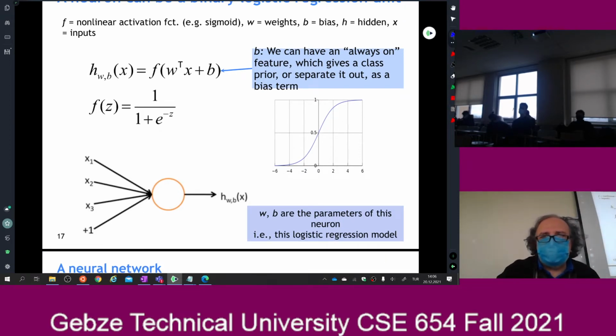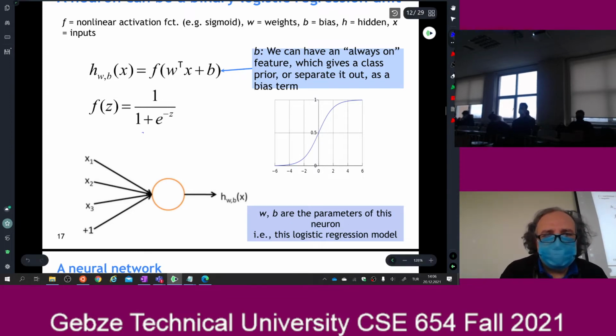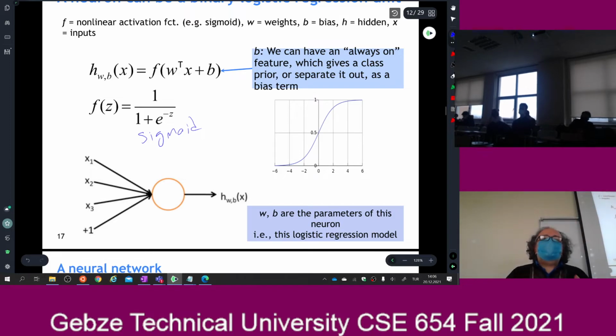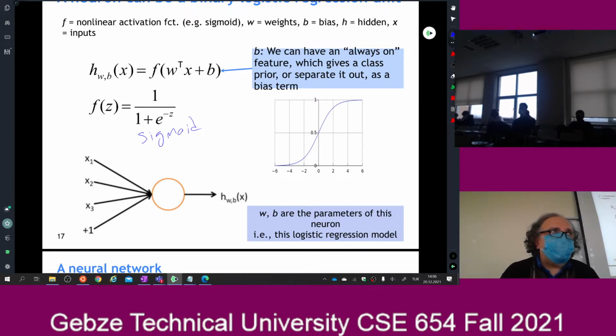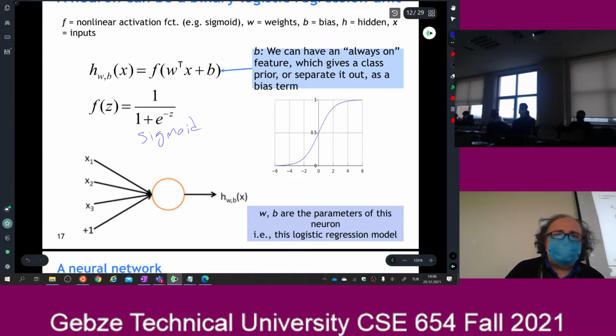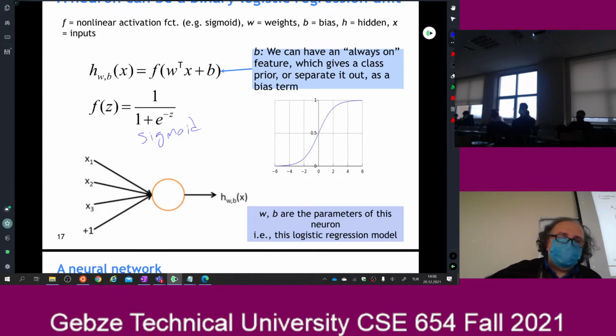This is called sigmoid. And this sigmoid can behave like, remember softmax? Softmax gives us a number between 0 and 1 for a number of classes. This one behaves like that, but only for a single class. This one returns a number between 0 and 1. That's why it's called logistic regression.